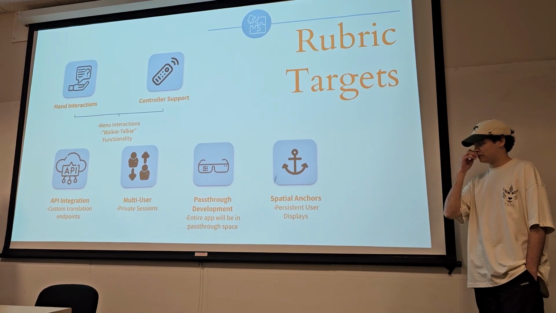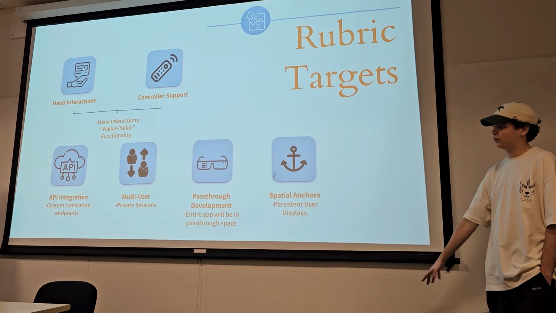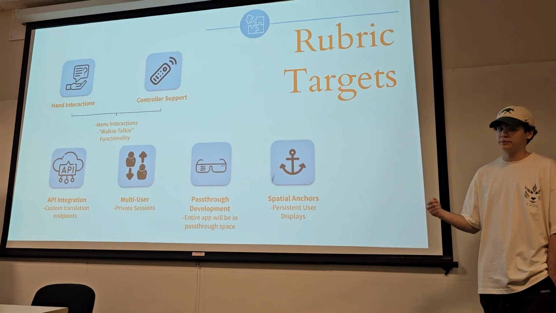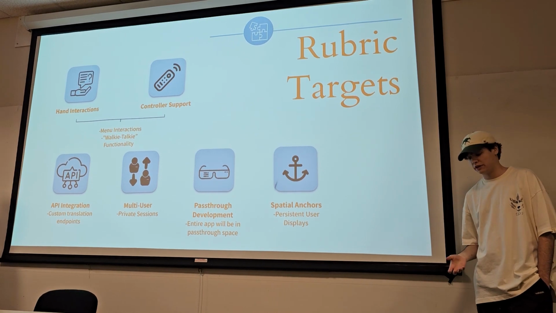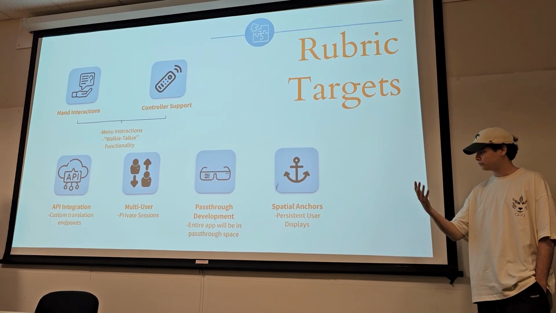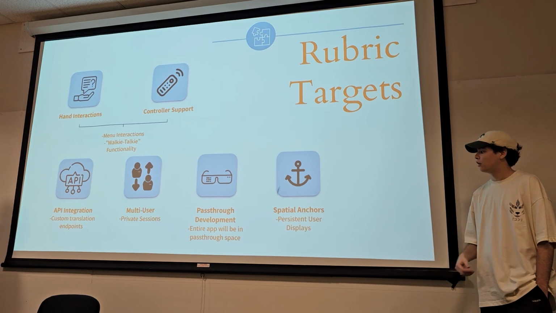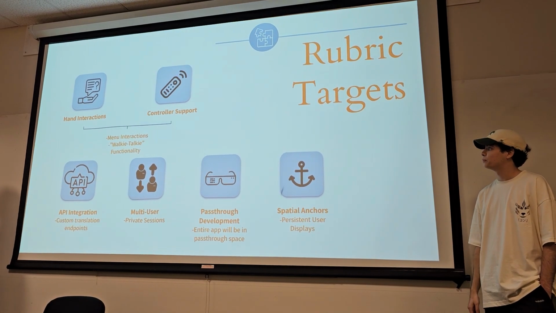And then spatial anchors is something that we're going to try to use. Like Jose said, we don't want the wall clipping the user's box. We want to make sure that other users can see that the user is staring at their box, or panel, I should say, and things like that. Obviously, persistent user displays is what we put there.